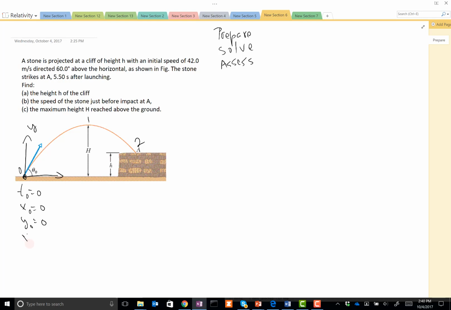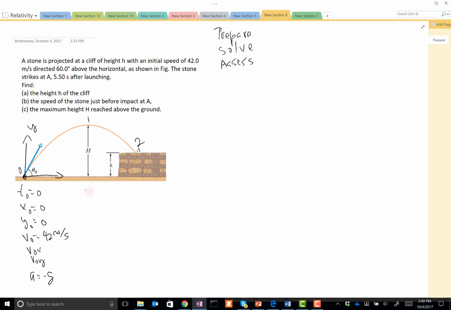So the initial velocity v0 we know, and that is 42 meters per second. And so therefore we can find v0x, v0y, the components of the initial velocity. And we know the acceleration, of course, is minus g, gravity all the time. So that's what we know at 0.